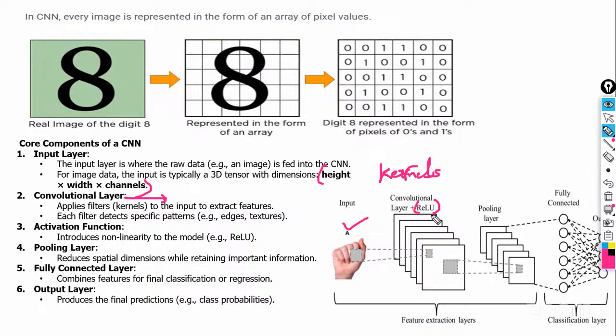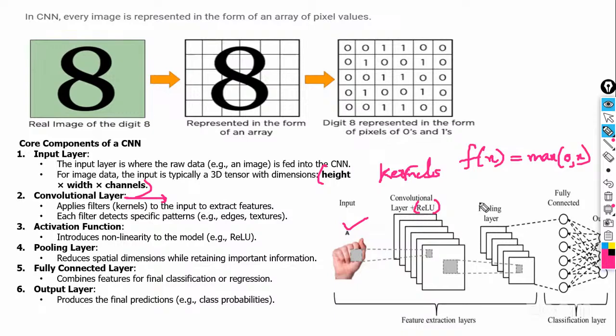And moreover, the negative values that you'll have after performing the convolution operation will be removed by ReLU, because ReLU works on a function given as max of 0 comma x. So if the x value is less than 0, the output will be 0. If the x value is greater than 0, obviously the x value will be returned as it is. Right? So to introduce non-linearity, we use ReLU as an activation function in the convolution layer.